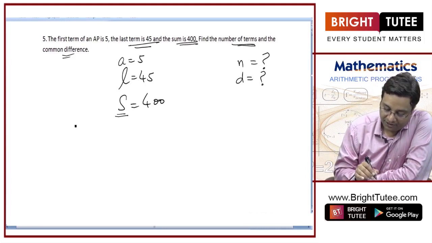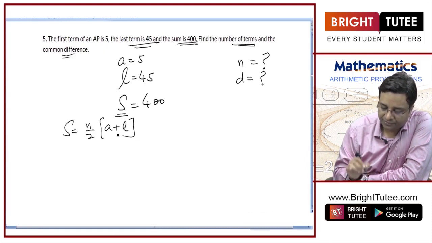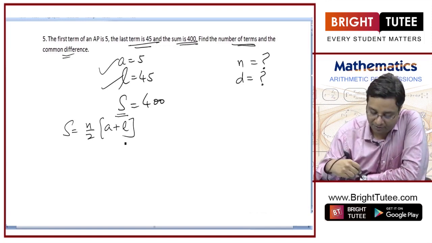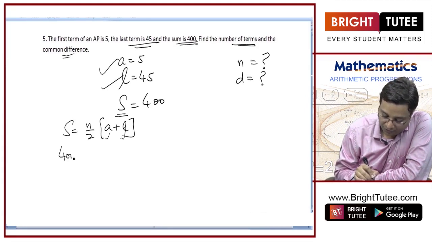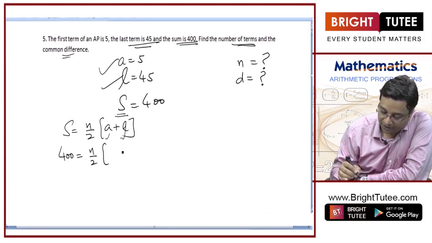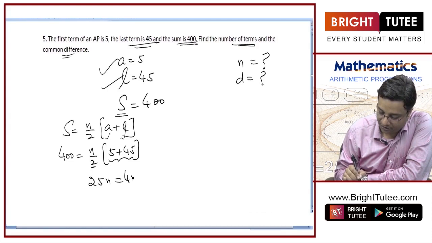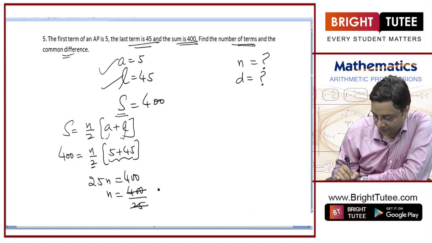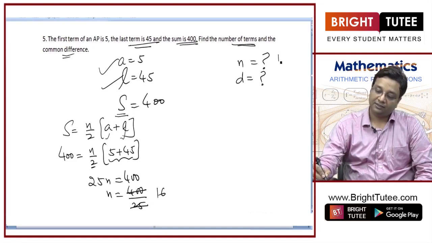First of all, let's apply the formula for S. S is equal to n by 2 (A plus L). Because A and L both were given, I applied the formula in terms of first and last term. So let's put the values here. S is equal to 400. So it is equal to n by 2, A is 5, L is 45, right? So this becomes 50, and 50 by 2 is 25. So 25n is equal to 400. So n is equal to 400 by 25, which is equal to 16, right? So the first answer is 16.